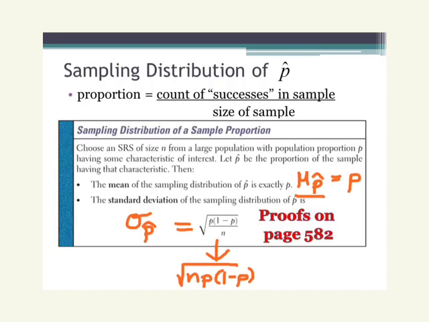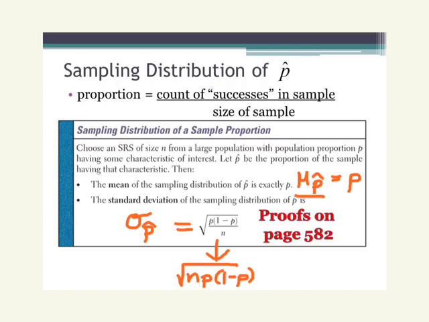Now, this formula is not exact, but if you look on page 582 in your textbook, you can follow through the proof of how we get from the binomial standard deviation to the sampling distribution standard deviation. And I don't expect you to know that, but if that's something that you want to see where that formula came from, you can look at page 582 in your textbook, and I won't go through that on the video to save us time. All right?